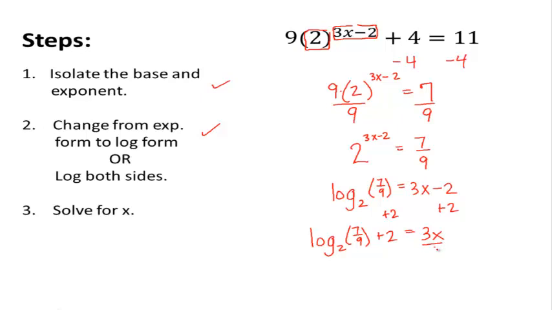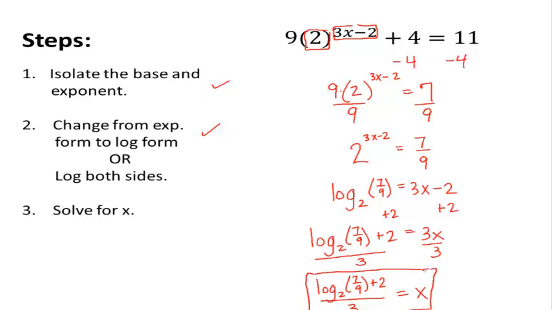And then we're going to divide both sides by 3. This is also something we can't really simplify right now, so we're going to have this fraction as our answer. So we have log base 2 of 7/9 plus 2 divided by 3 as our exact answer. And if we wanted the approximate answer, we would type that in the calculator and make sure we round to anything we're being asked to round to.